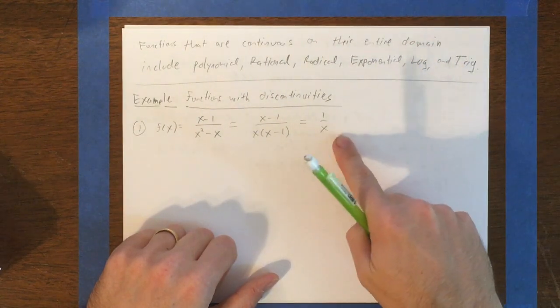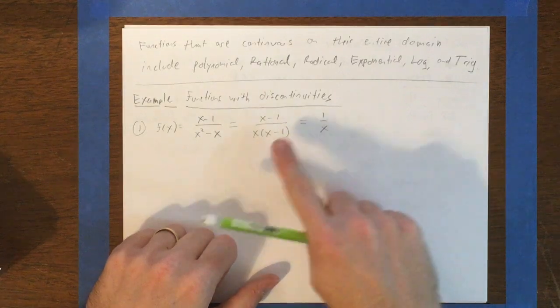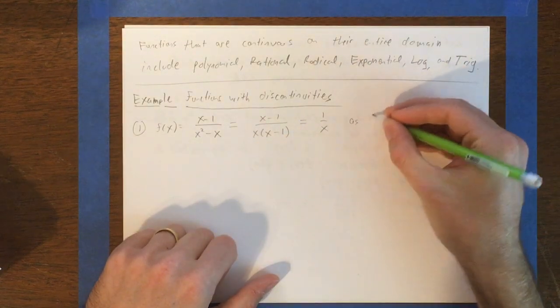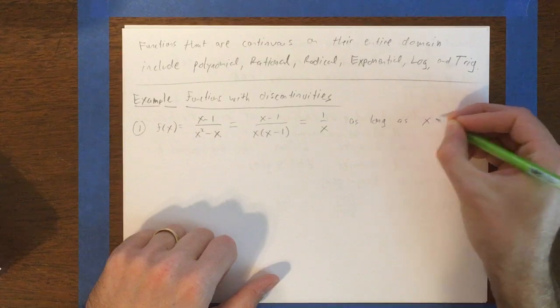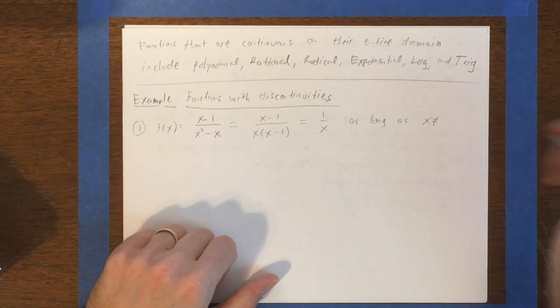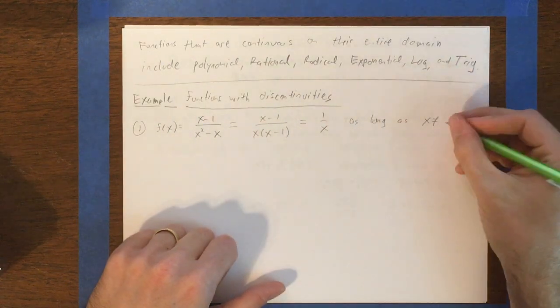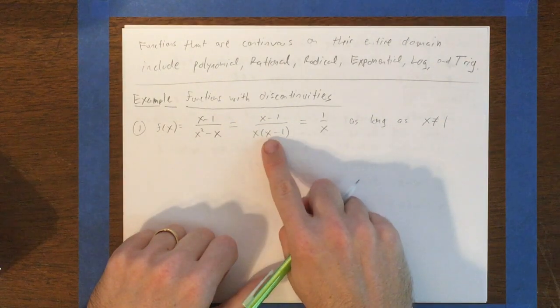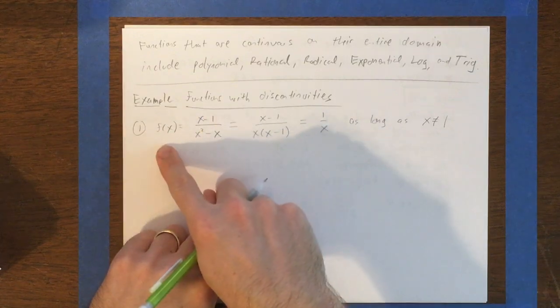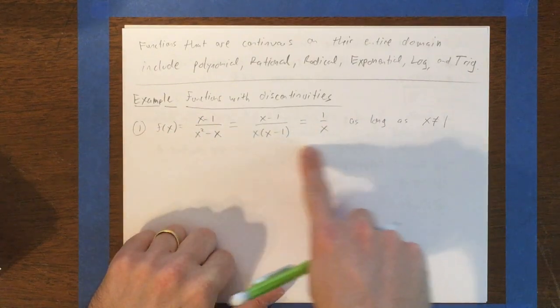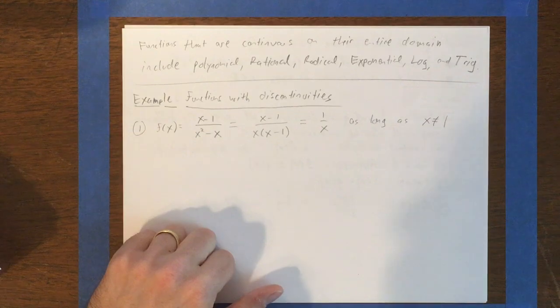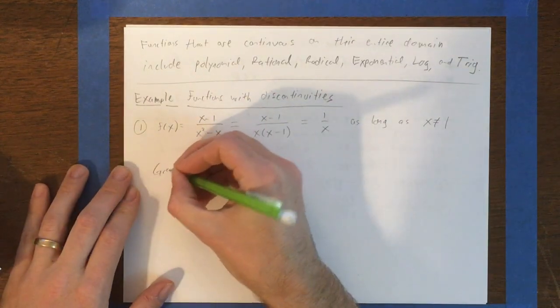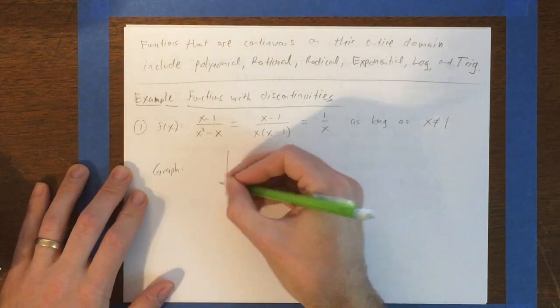But there's a caveat to this. These expressions are only equal as long as x is not equal to what? Well, 1. As long as it's not equal to 1. Right? Because 1 was the number that would give us a 0 in the denominator and make this function undefined. Right? So it's equal to 1 over x as long as it's not equal to 1. So that means the graph is going to look just like the graph of y equals 1 over x.